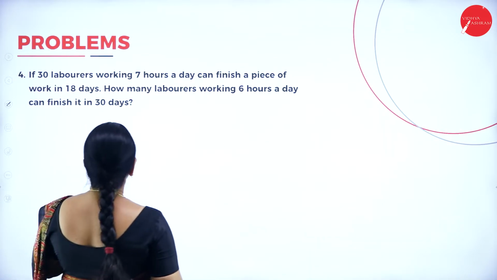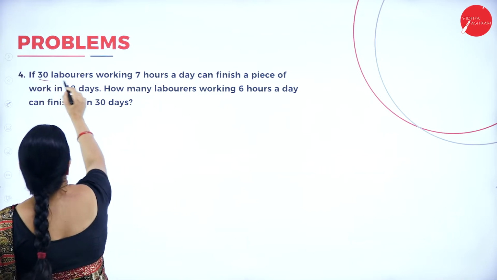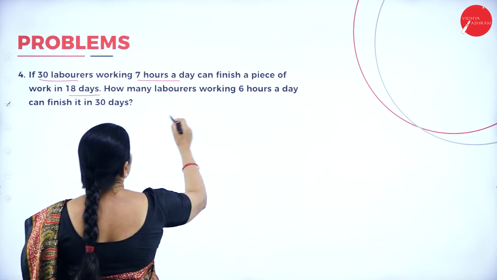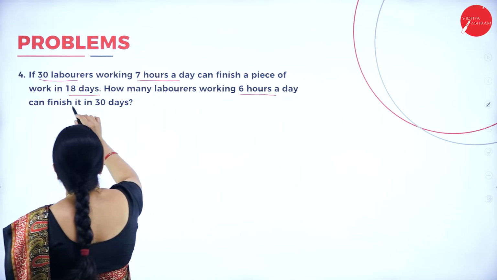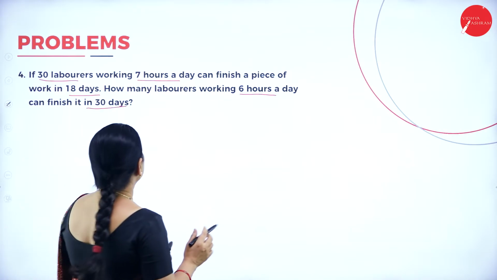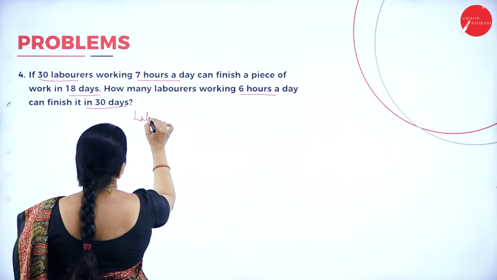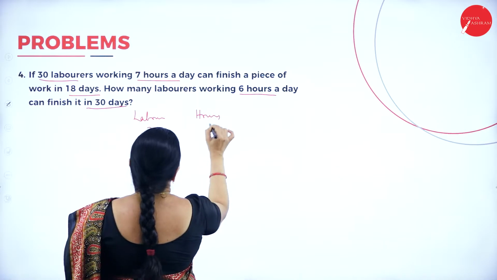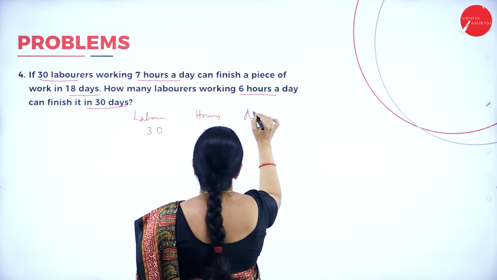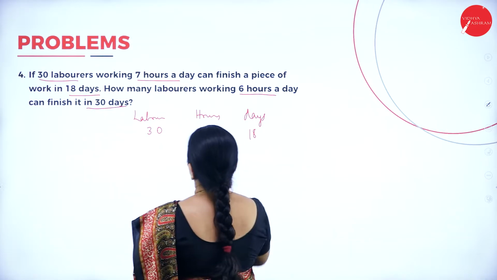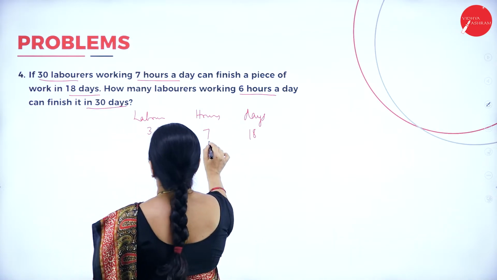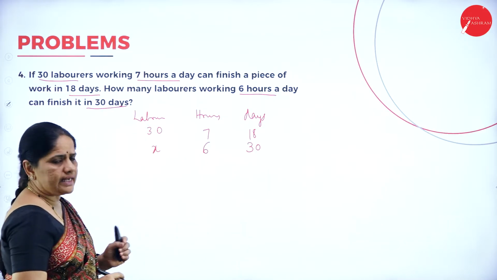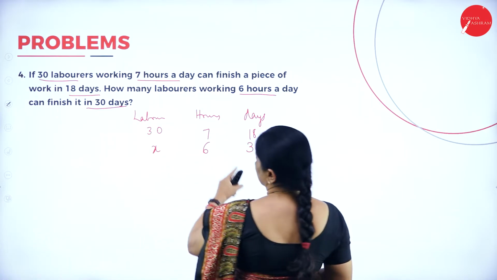Then the next problem: if 30 laborers working 7 hours a day can finish a piece of work in 18 days, how many laborers working 6 hours a day can finish it in 30 days? Now we have the laborers, 30; hours, 7; then days, 18. How many laborers working 6 hours a day can finish it in 30 days? We don't know x.